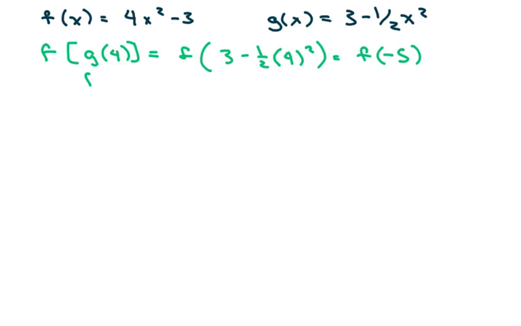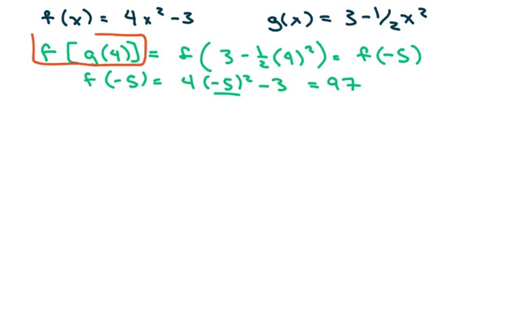Then f of negative 5 equals 4 times negative 5 squared minus 3. So you do that part first. So that's going to be 25 times 4 is 100, minus 3 equals 97. So this f of g of 4 is 97.